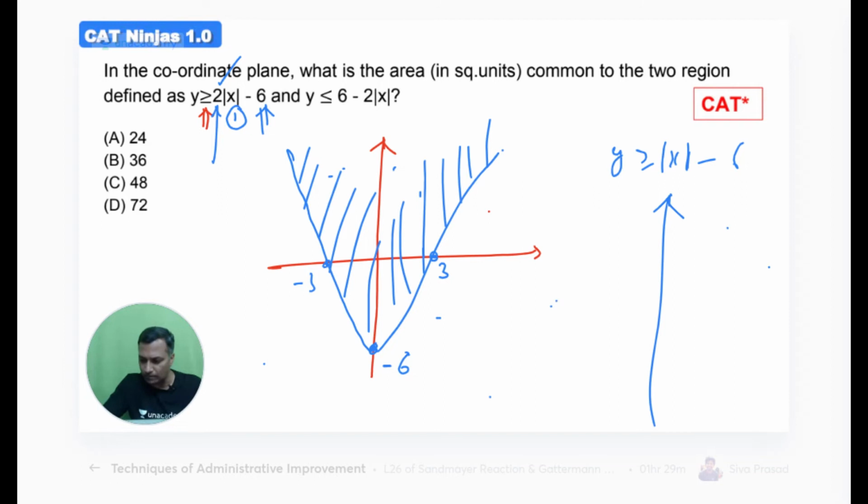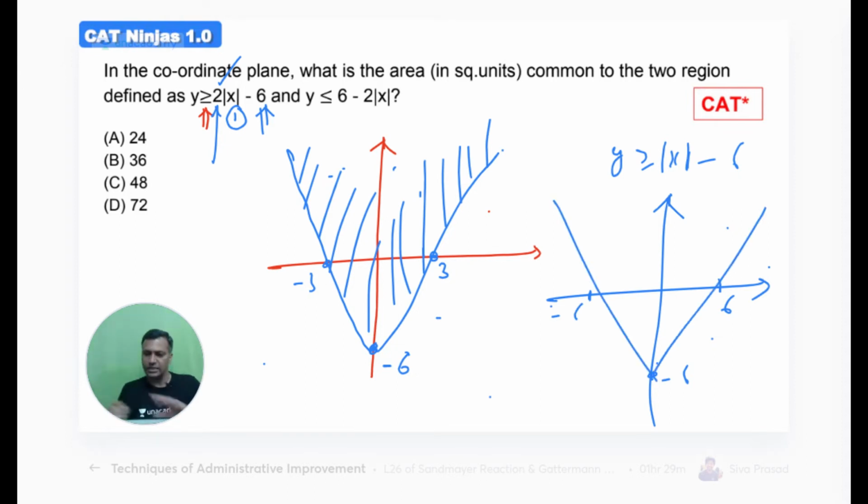Simply, my graph could have gone something like this. I will start with this minus 6. I will go to these points which are nothing but 6 and minus 6. My graph would have gone something like this. That's a difference. Scaling has brought it down to 3 and minus 3. Fair enough. All right, now that's the point.